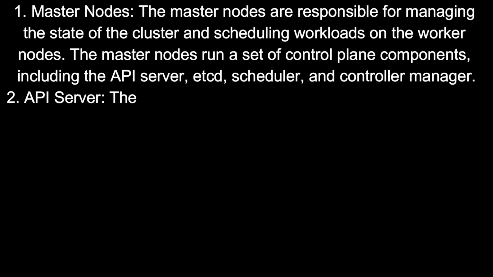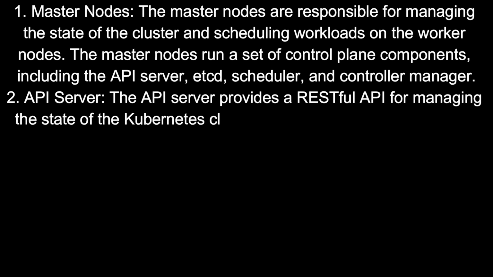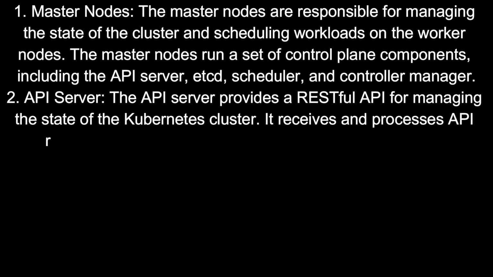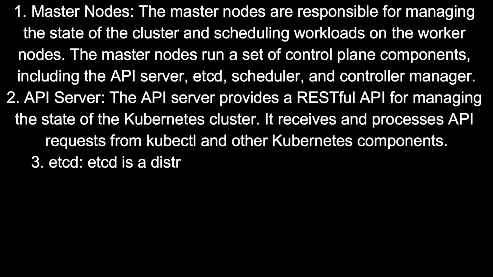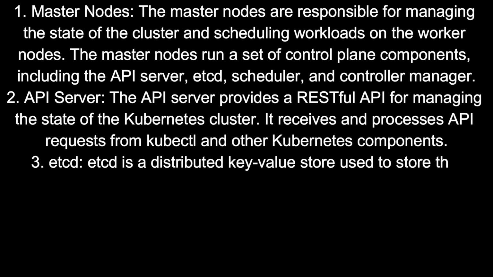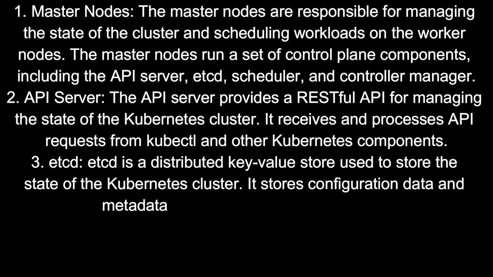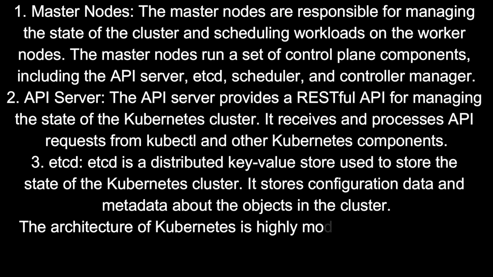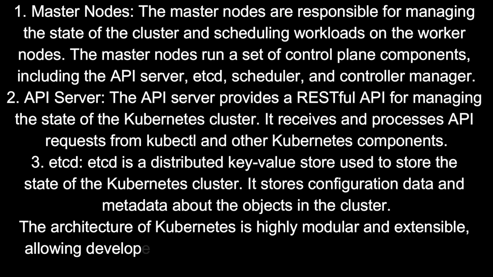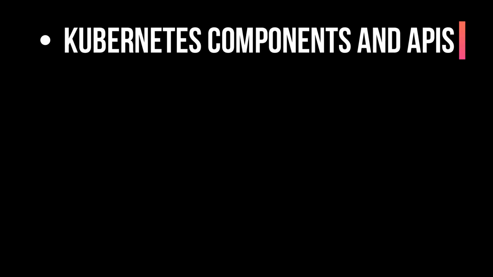2. API server. The API server provides a RESTful API for managing the state of the Kubernetes cluster. It receives and processes API requests from kubectl and other Kubernetes components. 3. etcd. etcd is a distributed key-value store used to store the state of the Kubernetes cluster. It stores configuration data and metadata about the objects in the cluster. The architecture of Kubernetes is highly modular and extensible, allowing developers and operators to customize the platform to meet their specific needs.